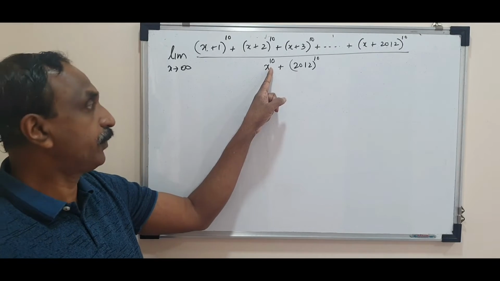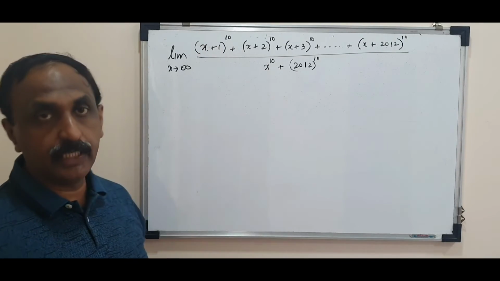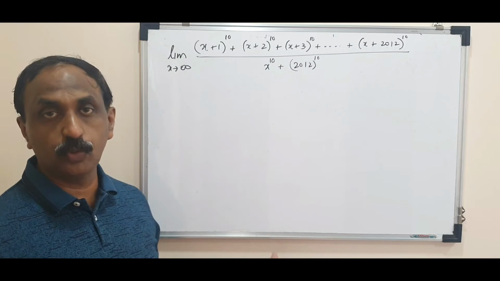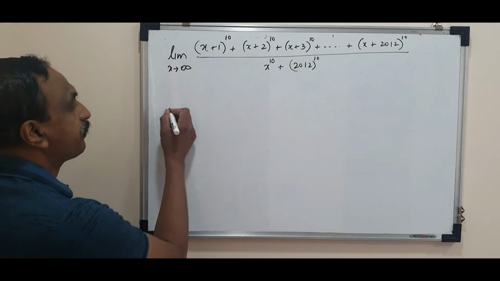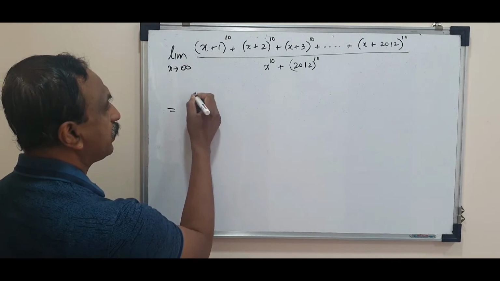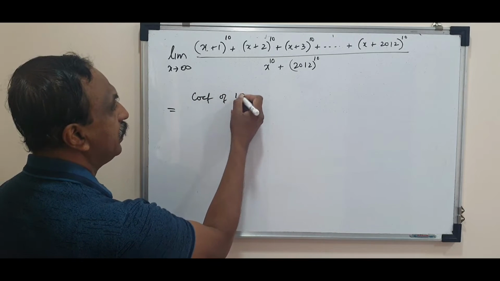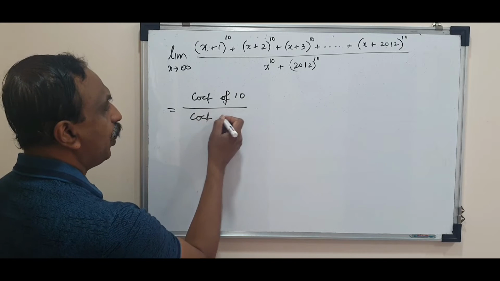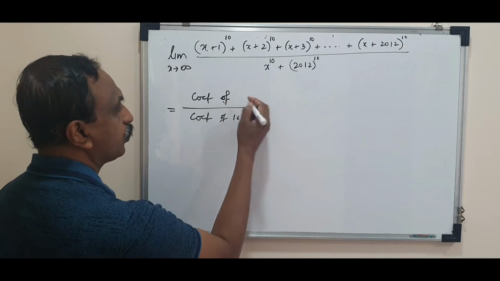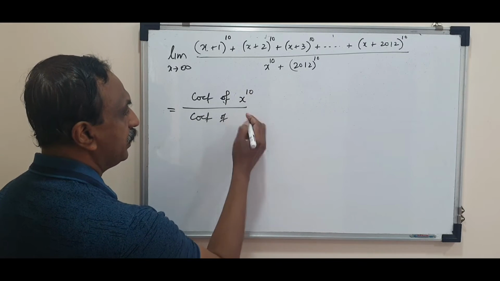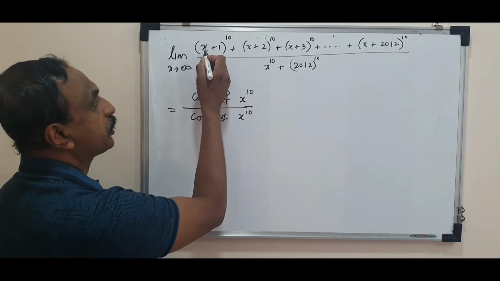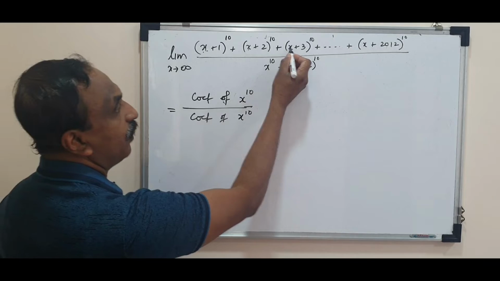And here the degree of the polynomial will be 10. Both the degrees are equal. Hence the limit will be coefficient of the highest power divided by the coefficient of the highest power. So what are the coefficients of the highest power? So I will collect coefficient of x to the power 10 divided by the coefficient of x to the power 10. Coefficient of x raised to 10 is 1, 1, 1, etc.